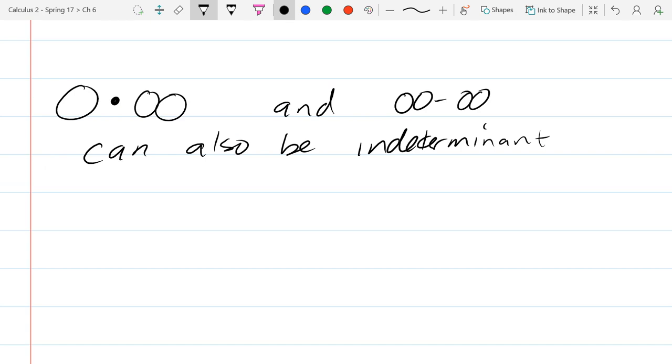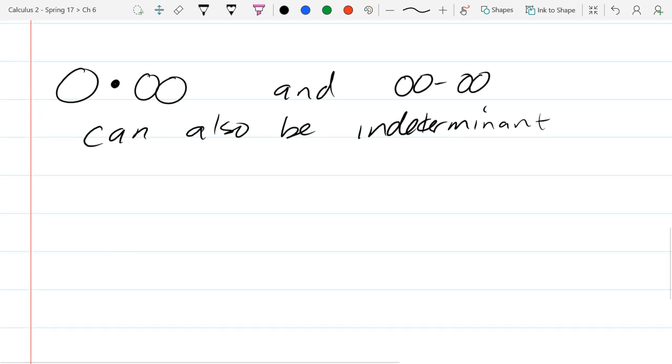So this is going to show up in a limit. If you actually had the number 0 times the limit as x approaches infinity, that would be a little different. I need to think about that. But what we're going to have is a quantity that's approaching 0 times a quantity that's approaching infinity. So neither will ever be 0 or infinity, but they'll be getting close to those two numbers.